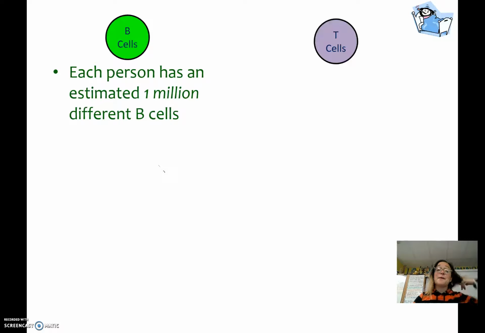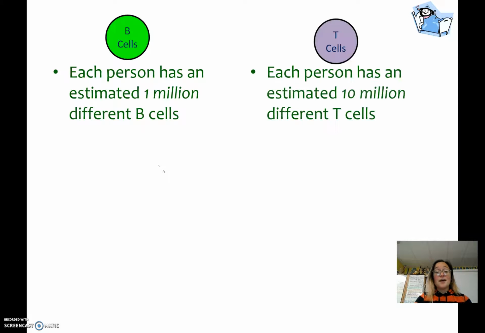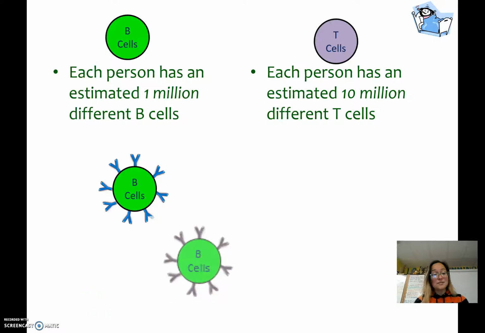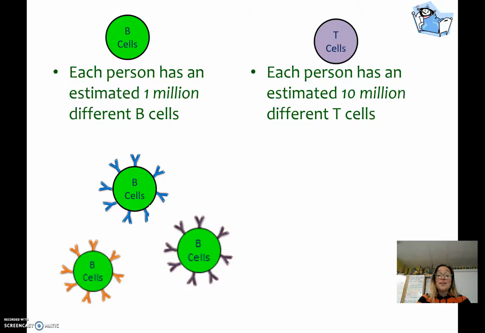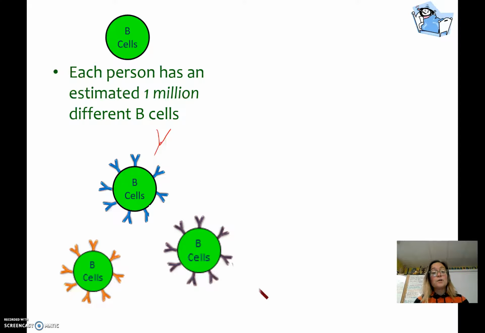Each person has about 1 million different B cells. Each person has about 10 million different T cells. When we look at our B cells, each one is different and unique. These little Y-shaped things on the surface are the critical components of our immune system. These are what will become antibodies. When this Y-shaped thing is attached to the B cell, we call it an antigen receptor. When they're released, though, we call them antibodies.